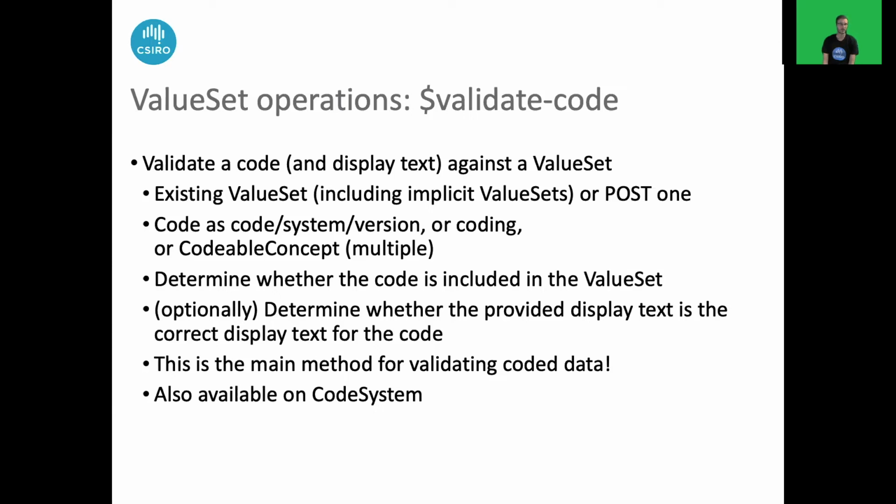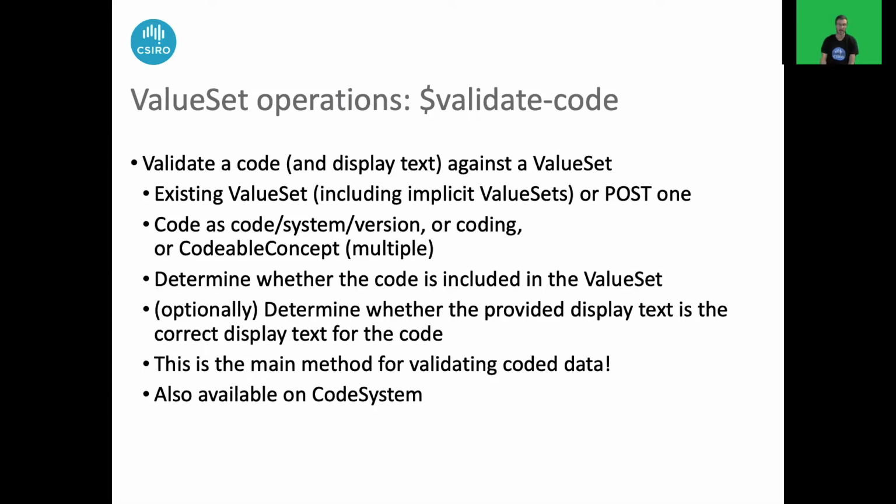What the operation then will do is determine whether the code is included in the value set, and it'll give us a Boolean result for that. And if we do provide display text, then it'll tell us whether that display text is a correct display text for the code, keeping in mind that codes can have multiple acceptable display texts.